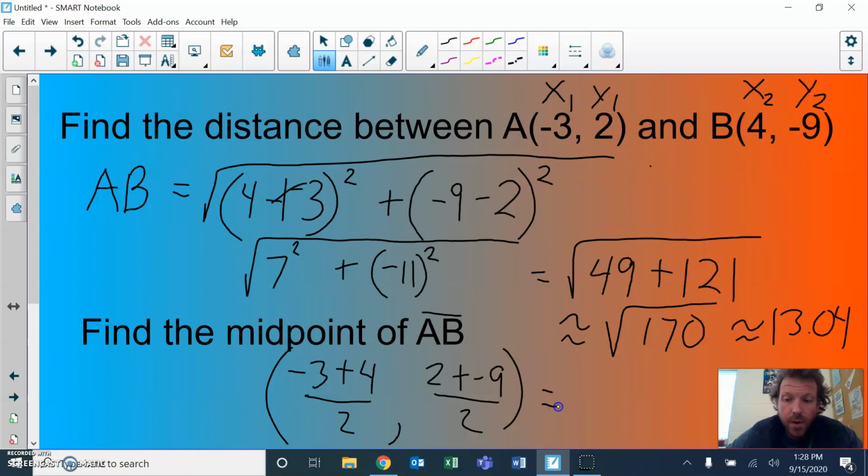So you can leave it as the fraction, or you can make it a decimal. It doesn't matter. So 1/2, comma, 2 plus negative 9 is negative 7, divided by 2. And you can leave it like that too if you want to. You can just leave it as negative 7 over 2. Or you can make that negative 3.5. So that's how you use the midpoint formula, and that's how you use the distance formula, which are two pretty much amazing formulas inside geometry.